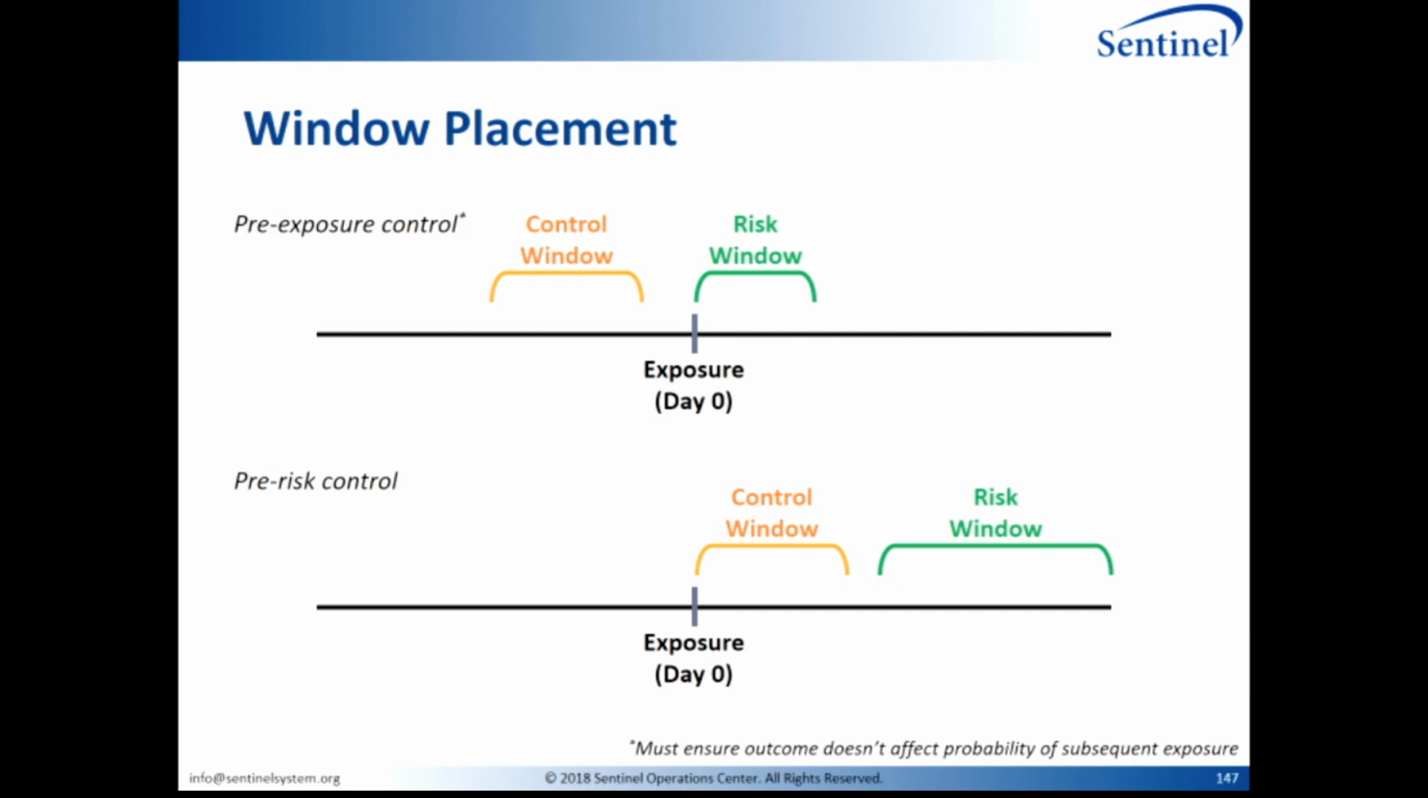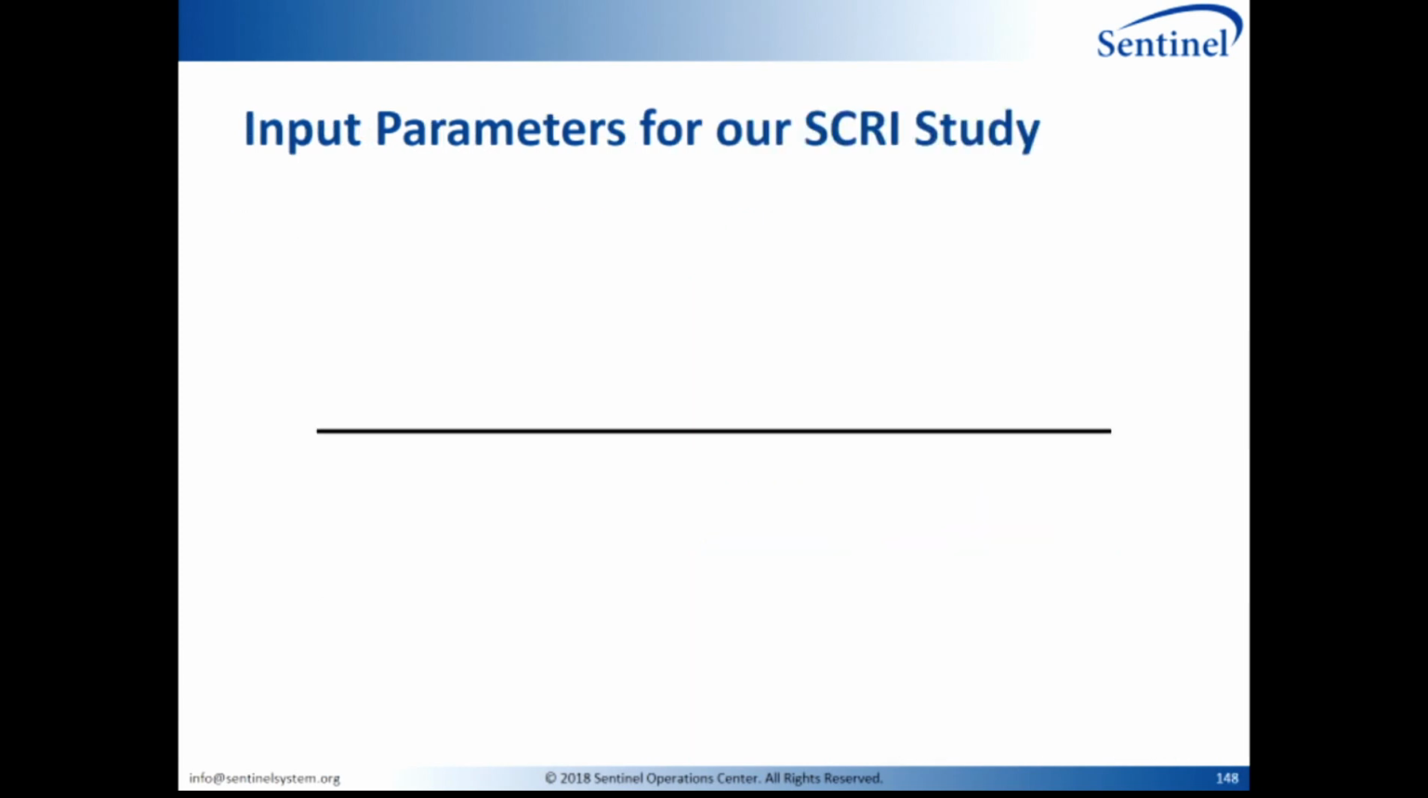There may be a scientific reason that you believe that the effect of an exposure on an outcome may have some delayed period before the exposure can change the outcome incidence, and you may want to use that period as your control window because you know that there's no possible way exposure can cause outcome for, say, the first 7 days. So that's another way you can align the windows.